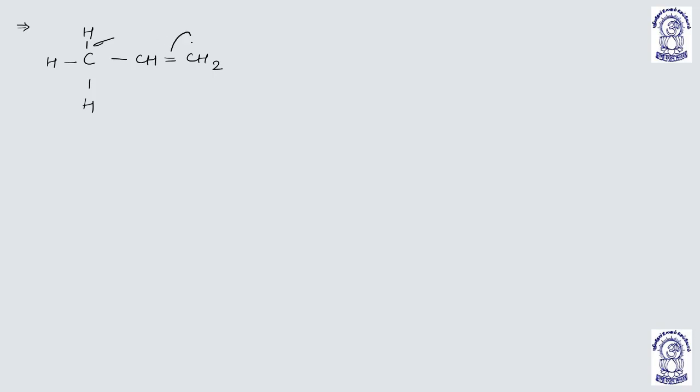Now what happens when the bond electrons are shifted? This carbon acquires a positive charge because of not having an electron in its p orbital. This positive charge needs to be neutralized. That is why the hydrogen sacrifices its own electron, and carbon number 1 and carbon number 2 make a pi linkage.